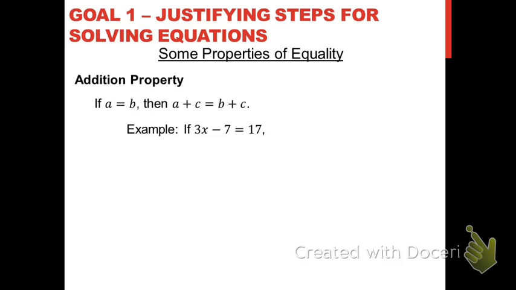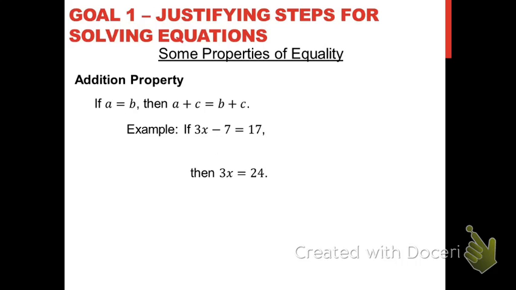Remember, we're trying to justify steps for solving equations. If you're going to solve the equation 3x minus 7 equals 17, you would want to cancel out this minus 7, wouldn't you? And you would do that by adding 7 to the minus 7. If you add 7 to the left side of the equation, you have to add it to the right side of the equation. The result then would be that 3x equals 24.